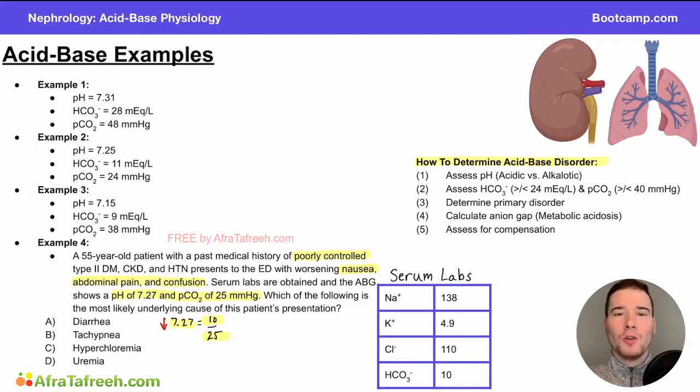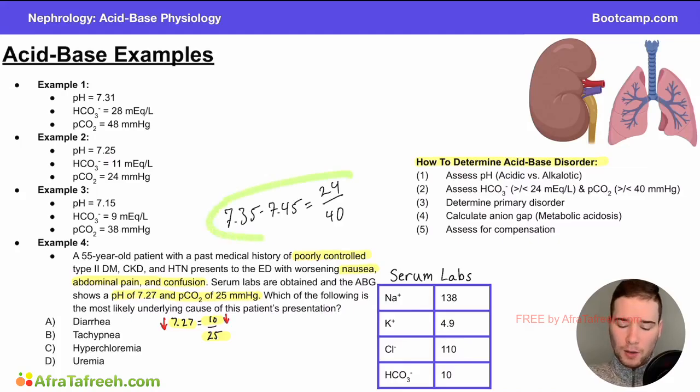First, looking at the pH, we can say that this is below what we would expect, right? 7.27 is outside of that normal range of 7.35 to 7.45. Looking at our bicarb, we can also assign a down arrow, saying that this is outside of our normal range, which as a reminder is what we set up here. We have our approximate pH normal range, and then for bicarb, we want the normal to be about 24, and for PCO2 to be about 40.